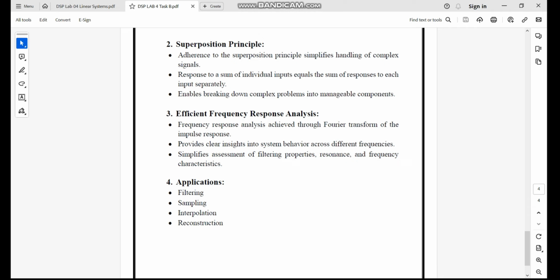Applications are the uses of LTI systems in digital signal processing. Filtering involves removing or enhancing certain frequency components from a signal. Sampling is the conversion of a continuous signal to a discrete signal. Interpolation involves increasing the sampling rate of a discrete signal, whereas reconstruction involves converting a discrete signal to a continuous signal.